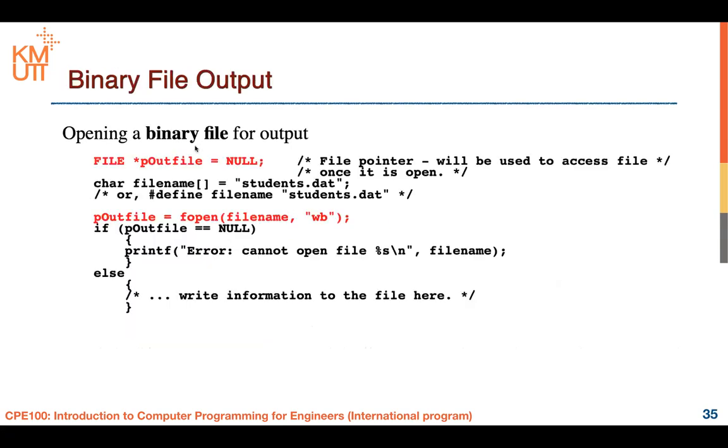You can understand it even if you open the file and read it. Okay, this is the way that you open a binary file for output. You can simply declare FILE p_out, and initialize it to be NULL. And then if you have an array of characters for the file name, for example, this one is students.dat, we are going to use this in the lab in the afternoon, so don't worry about that. And then you can use fopen with this file name, students.dat, and then you have to use write binary.